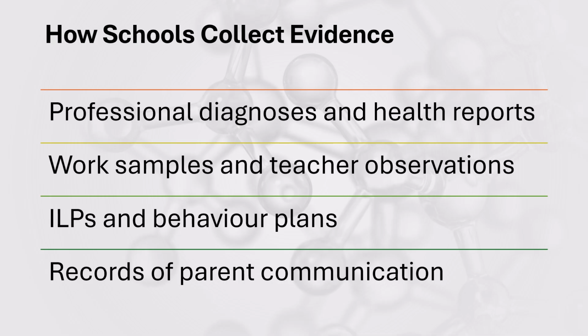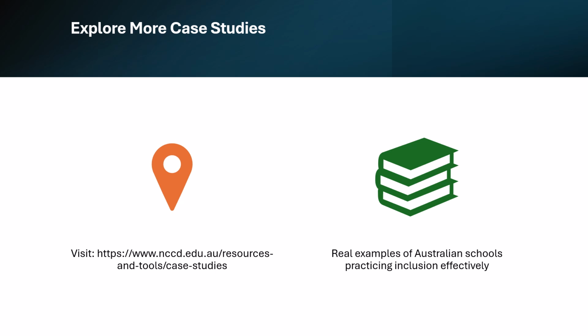So how does a school collect evidence? It includes professional diagnosis and health reports, work samples and teacher observations, ILPs and behavior plans, and records of parent communication or parent-teacher meetings. So in order to explore more about it, you can visit the NCCD website or take real examples of Australian schools practicing inclusion effectively. And you could also get an idea of how schools are identifying students with imputed disability, or if they are diagnosed, what level of adjustments have been provided to the students by the schools.